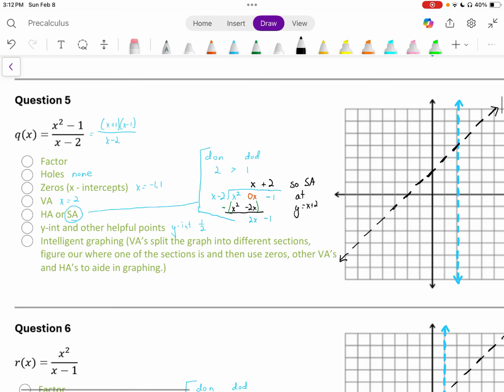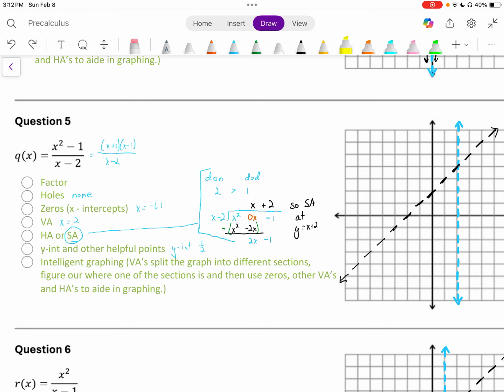Question 5, start by factoring. X squared minus 1, that's a difference of squares that can factor to x plus 1 times x minus 1, so our factoring is finished. So we went ahead and factored. Nothing cancels, so there are no holes. The zeros come from the values of x that make the numerator equal 0, so that's at negative 1 and positive 1. Vertical asymptotes are values of x that make the denominator 0, so that's at x equals 2. So we have that written there.